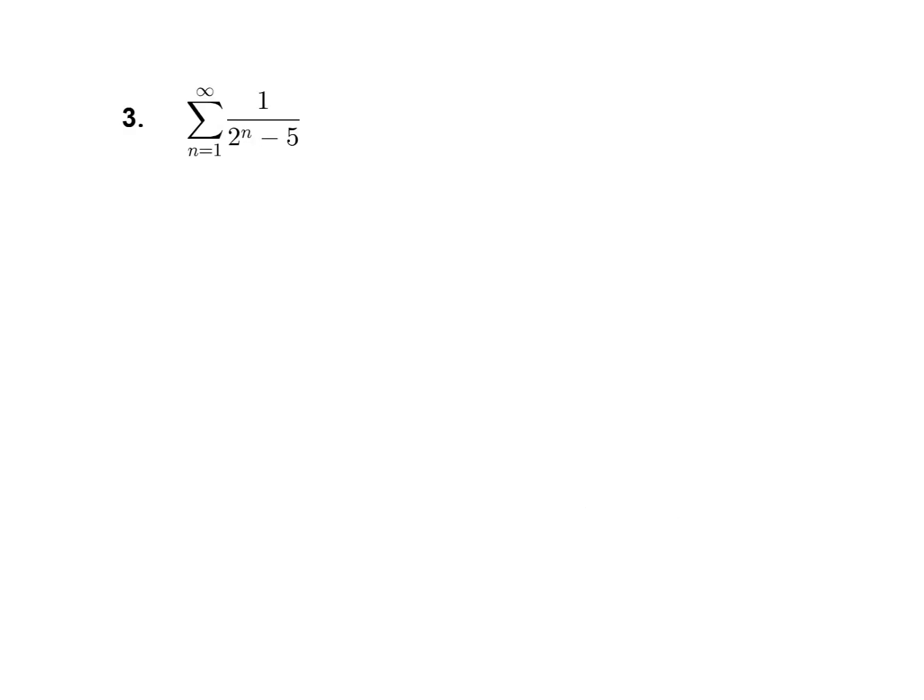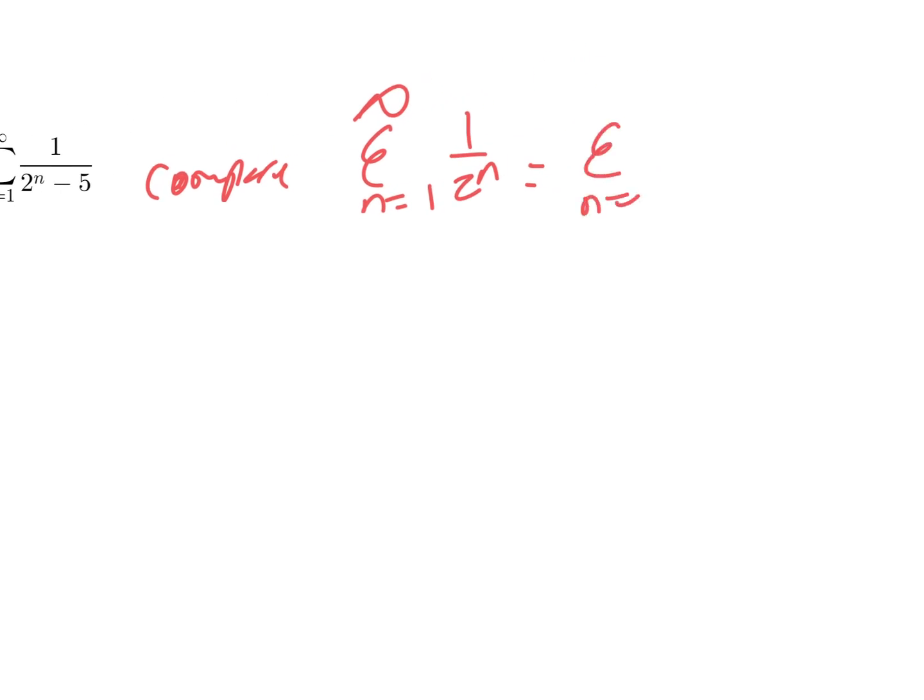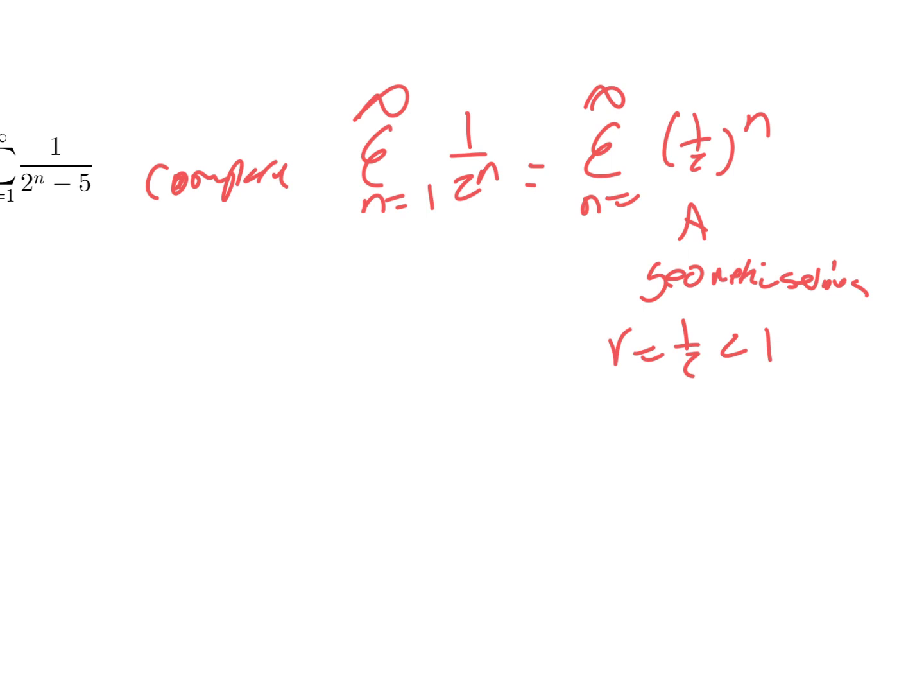Our first limit comparison example today is going to be the summation of 1 over 2 to the n power minus 5. First, we have to figure out what summation we want to compare this to. This one looks pretty similar to the summation of 1 over 2 to the n, which is also the summation of (1/2) to the nth power. And this is a geometric series, a known series with a ratio of 1/2, which is less than 1, so it converges.